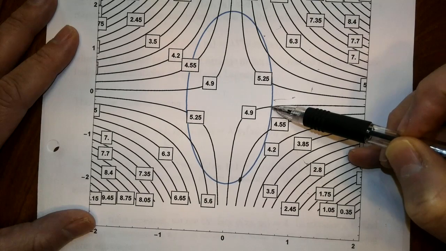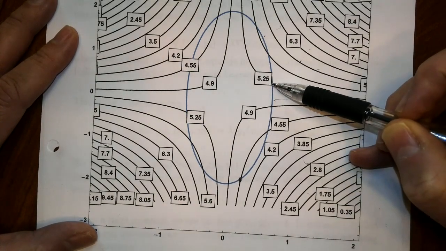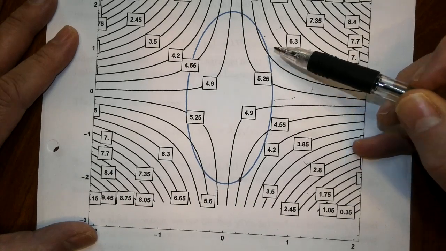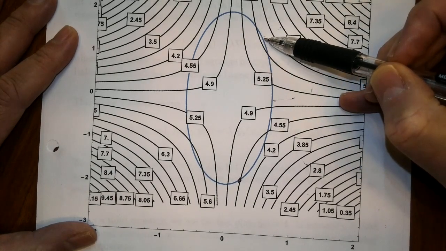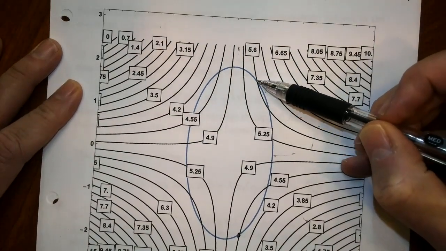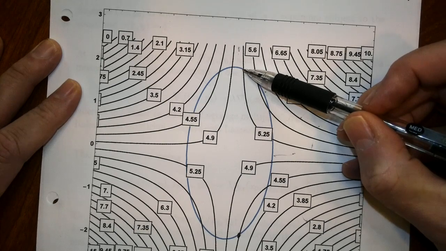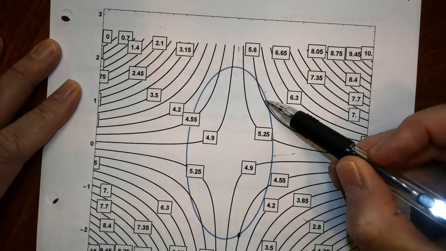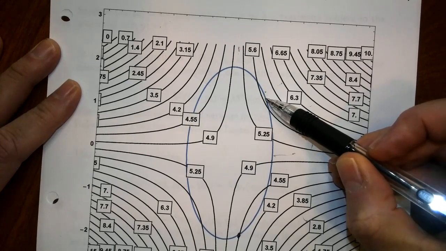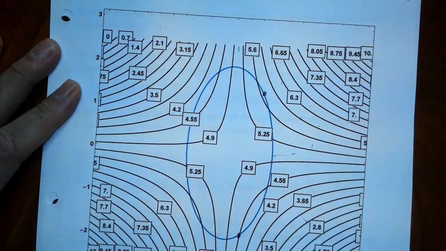And as I keep moving, at this point my z value is 4.9. Then it goes up to 5.25. Then it goes up to 5.6. Then it goes a little higher than 5.6, but then it returns to 5.6. And then my z value decreases to 5.25. So it appears as I move along this ellipse, there's going to be a largest value of the function f, and it looks like it's going to be right around there.